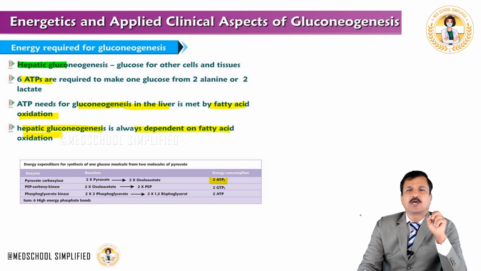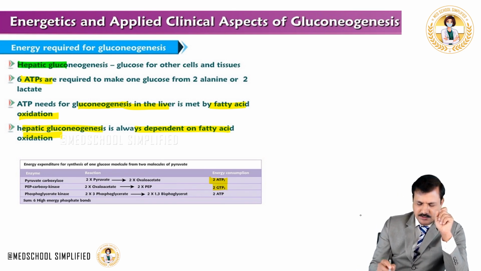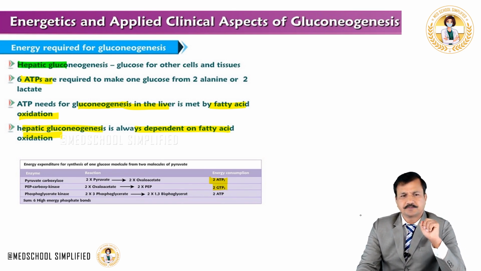And then phosphoenolpyruvate carboxykinase converts oxaloacetate into phosphoenolpyruvate. So 2 oxaloacetate convert into 2 phosphoenolpyruvate, where there is a requirement of GTP. GTP is equivalent to ATP in terms of energy. So 2 more ATPs there. So 2 GTPs are written in the table also.